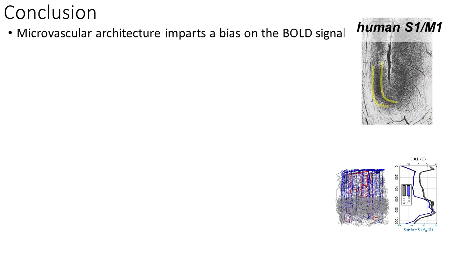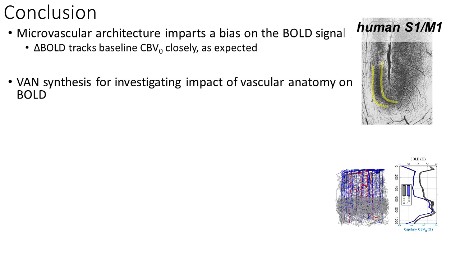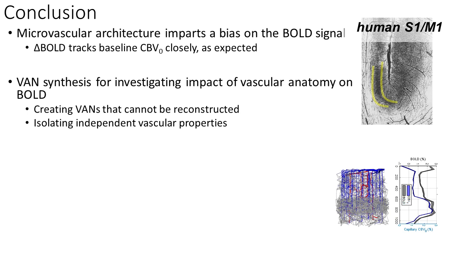In conclusion, microvascular architecture imparts a bias on the BOLD signal. Specifically, the change in BOLD tracks the baseline capillary CBV closely, as expected. VAN synthesis can then investigate the impact of vascular anatomy on the BOLD signal. This enables creating VANs that are unable to be reconstructed and allows isolating independent vascular properties.